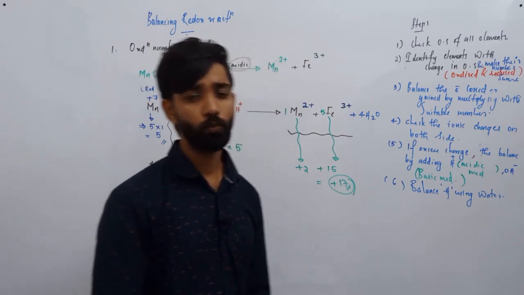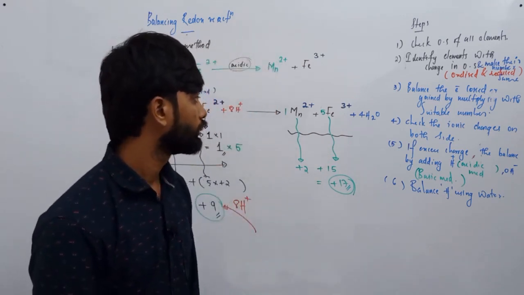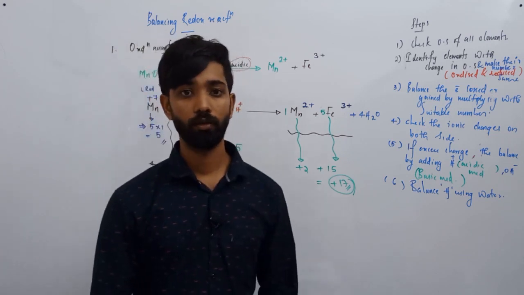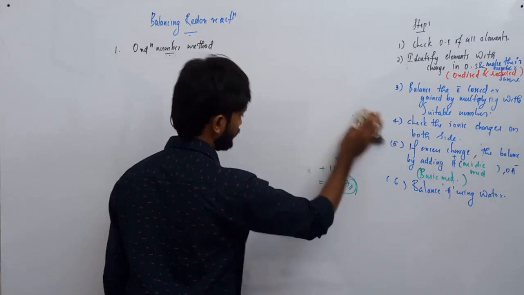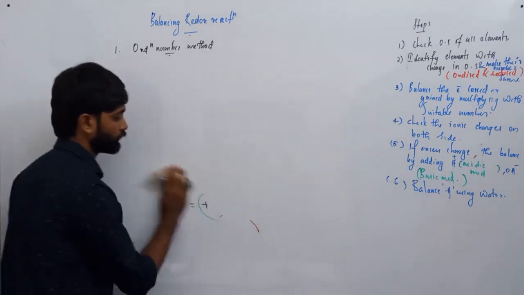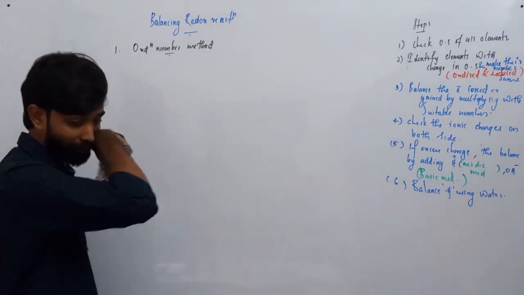Okay. We can do more and more examples, then it will be okay for you. Okay. Concentration of permanganate with the Fe2 plus in basic medium. Okay. The very same type of reaction, but it is in basic medium.